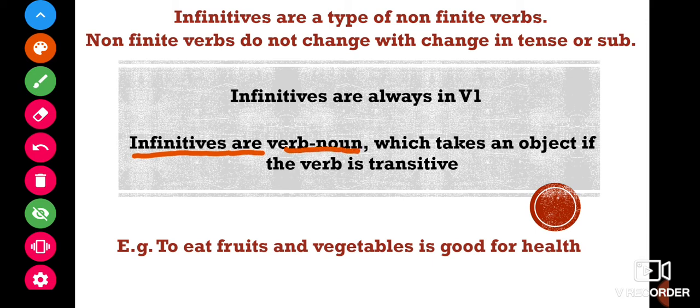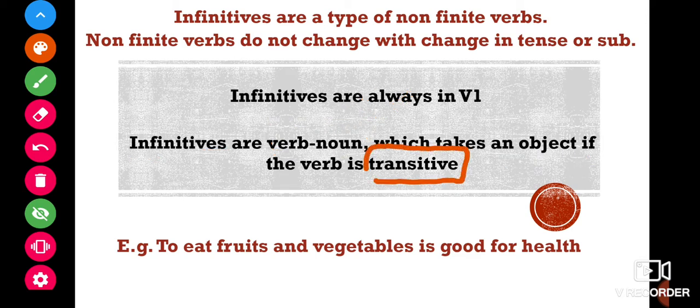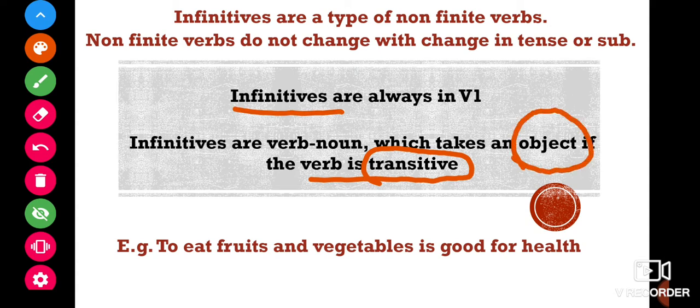Infinitives are verb nouns which take an object if the verb is transitive. Now verb noun means infinitives are verbs which can also act as nouns, and they can take an object if the verb is transitive. And if you remember, transitive and intransitive are also types of verbs. Transitive verbs are the verbs which have an object and intransitive verbs don't have an object. So if the verb is transitive, infinitives can also take an object.